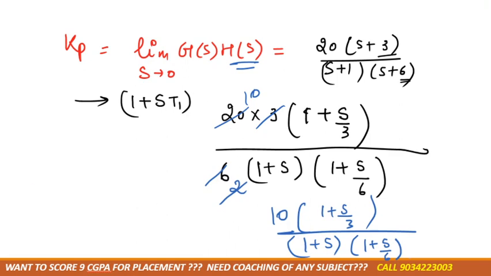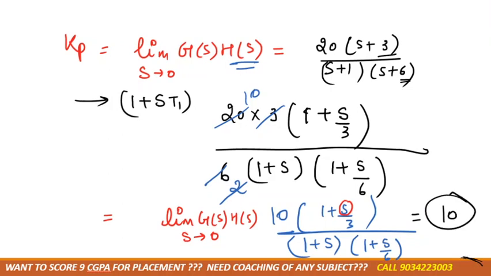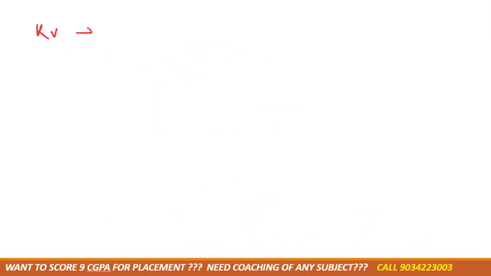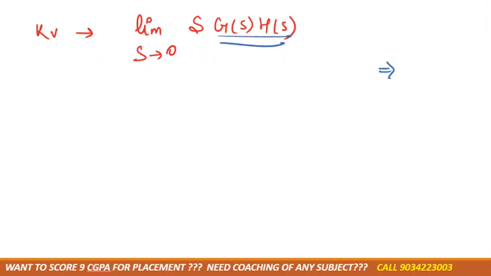Now I need to put a limit on this number. Limit of s tends to 0. If I put the value s is equal to 0, can you tell me what the value would be? Our answer came equal to 10. Now similarly you need to calculate Kv. Now put the value by your own and find the answer for the Kv.